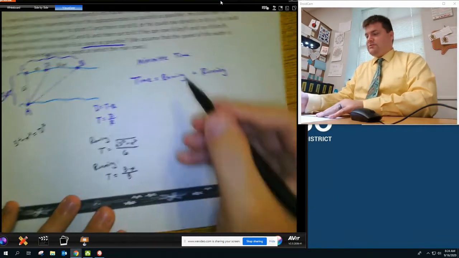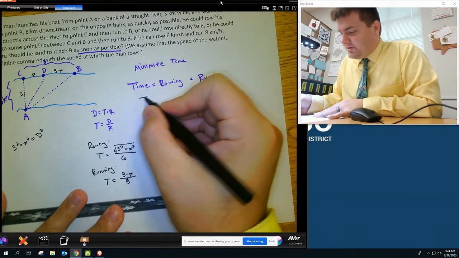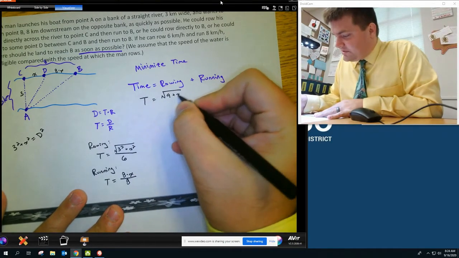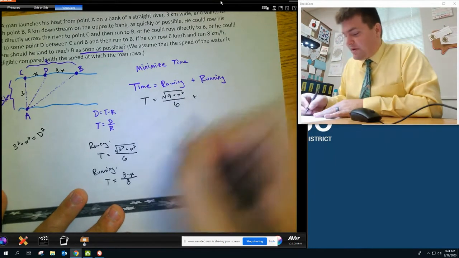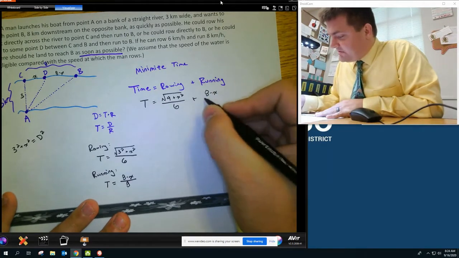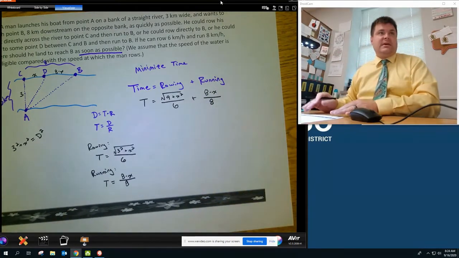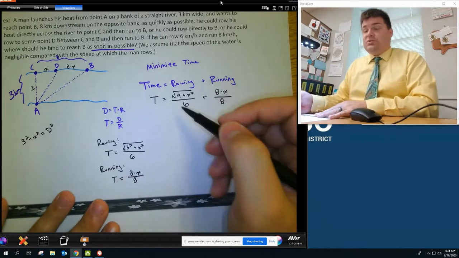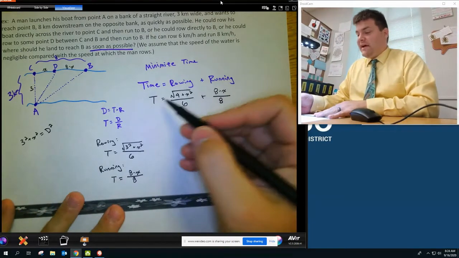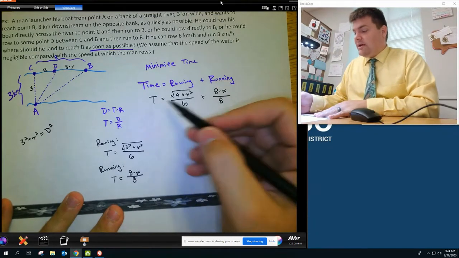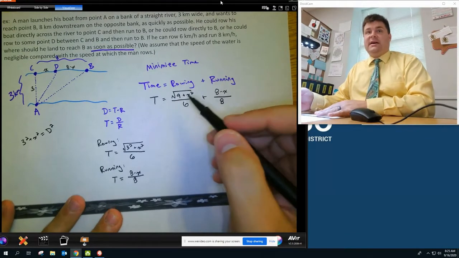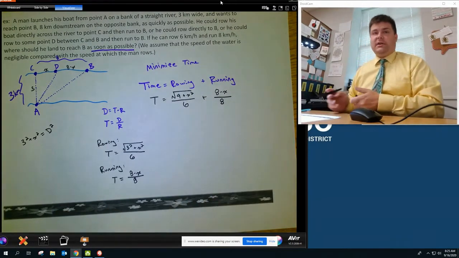So now here's my function. Here's my time function. So my rowing, square root of 3 squared, which is 9, plus x squared all over 6, plus my running is going to be 8 minus x all over 8. Okay? Now, since we're doing optimization, we want to find the minimum time. You can find the minimum time by taking the derivative and setting equal to 0. And you can totally do that by hand, but that's something that I'm actually not going to do. I'm going to do it all in calculators to show you.